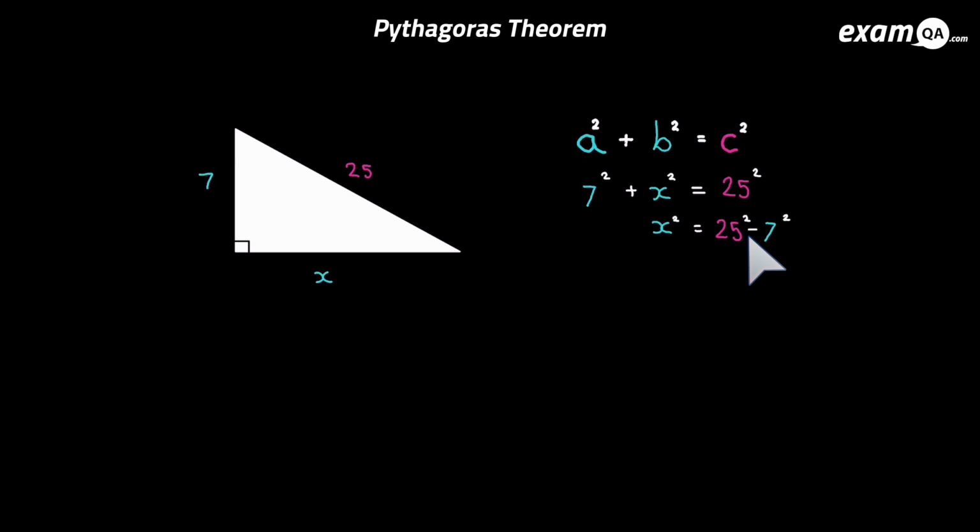Now this bit you can put into your calculator. Or if you really love mental arithmetic, just go ahead and do it in your head. So now we've got x squared equals 576. And the final step, which you're probably used to by now, you're going to square root both sides. So square root of x squared gives us x, which we're looking for. And square root of 576 gives us 24. So we have x equals 24.